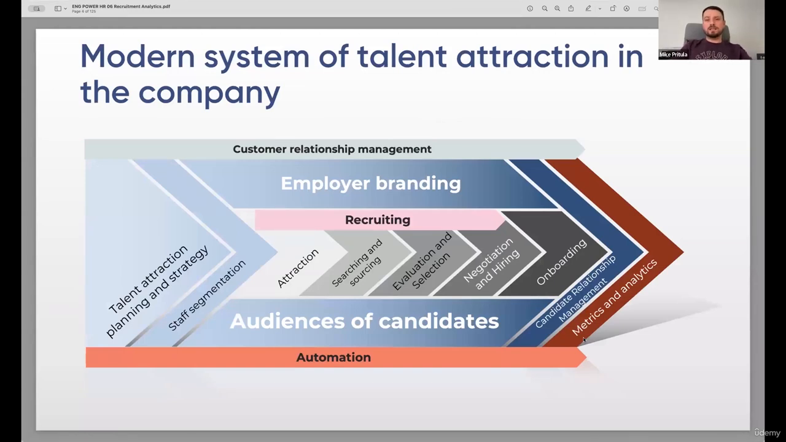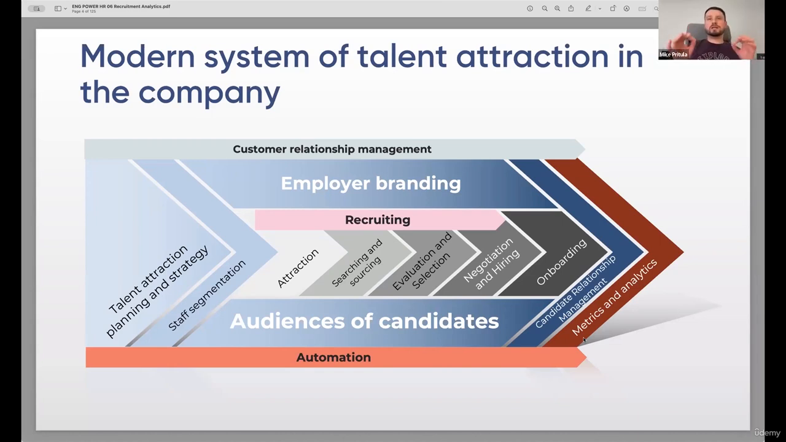Firstly, I want to say that the modern recruitment process is much more than just recruitment. We call the whole system talent acquisition or talent attraction system in the company. And as you can see in this picture, it has so many different parts, like employer branding, recruiting itself, working with audiences of candidates, of course, automation. We have also onboarding here. We have candidate relationship management. We have metrics and analytics. Before that, we have talent attraction planning and strategy and staff segmentation.